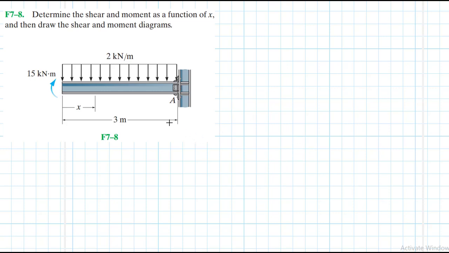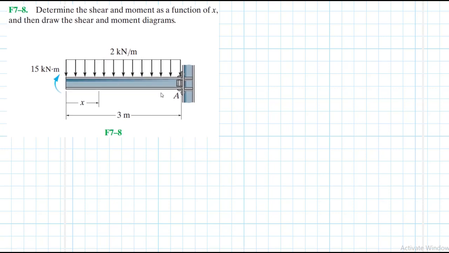We are going to be solving this engineering mechanics problem, and it reads: determine the shear and moment as a function of x, and then draw the shear and the moment diagrams. This problem is coming from the Engineering Mechanics Statics textbook, 13th edition by R.C. Hibbeler. So we have a distributed loading on a cantilever beam. This is rectangular in shape.